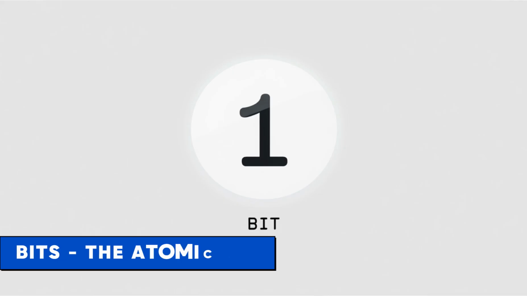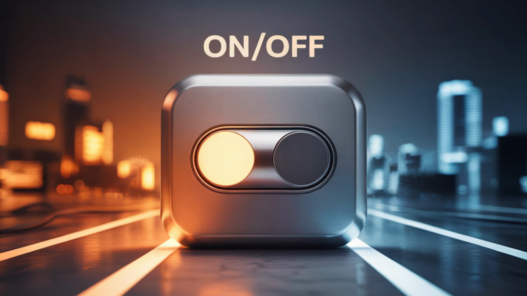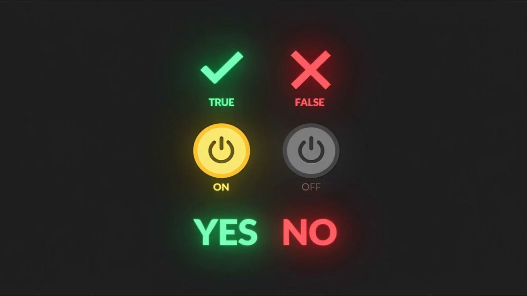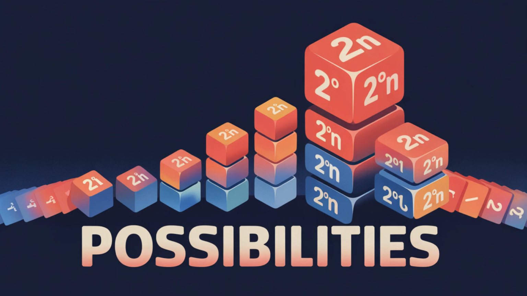The most basic unit of information in computing is the bit, short for binary digit. A bit can only have two values, 0 or 1. You can think of a bit like a light switch that's either on or off. By itself, a single bit doesn't tell us much. It can only represent two possible states or answer a simple yes or no question. But the power of bits comes when we combine them together. With 2 bits, we can represent 4 different values. With 3 bits, we can represent 8 different values. With 8 bits, we can represent 256 different values. The pattern here is 2 to the power of n, where n is the number of bits. Each bit we add doubles the number of possible values we can represent.